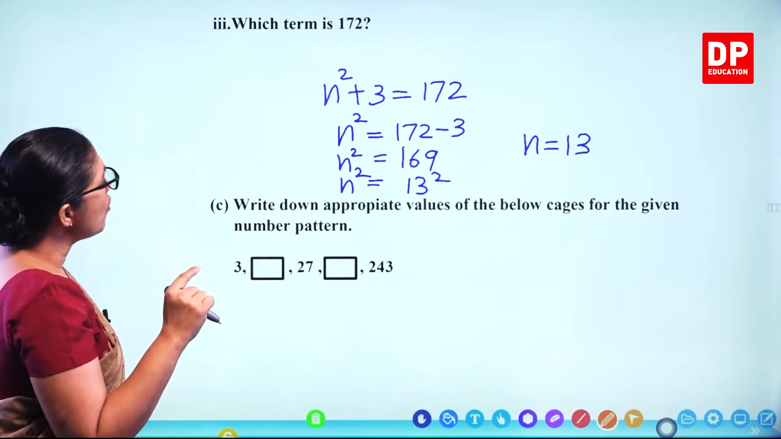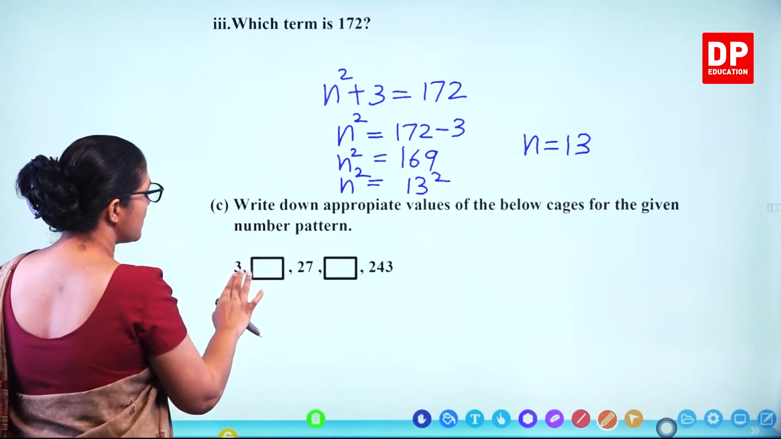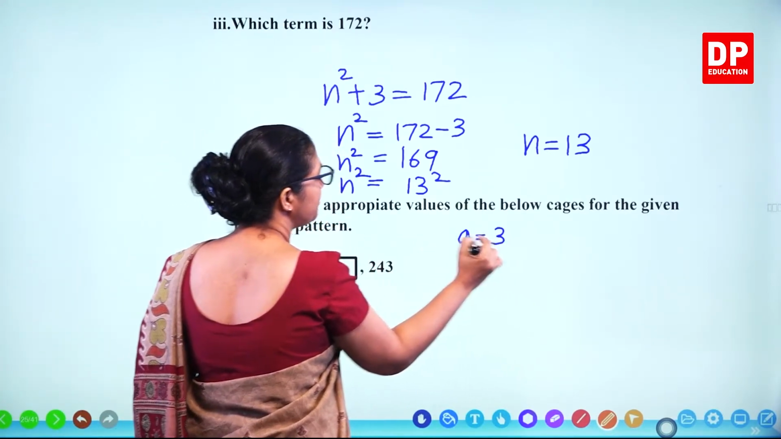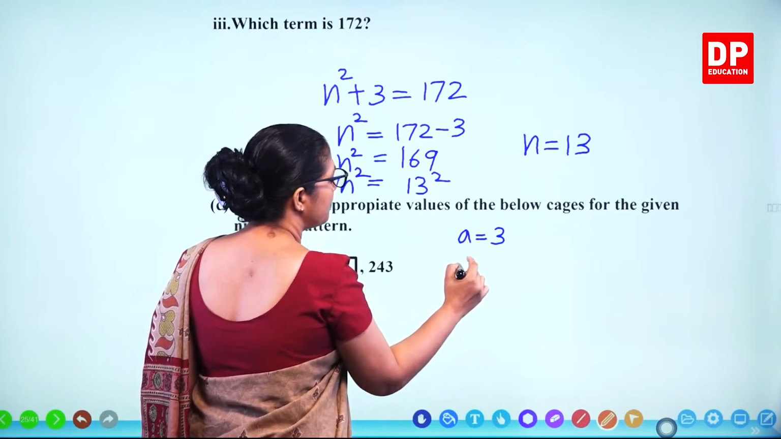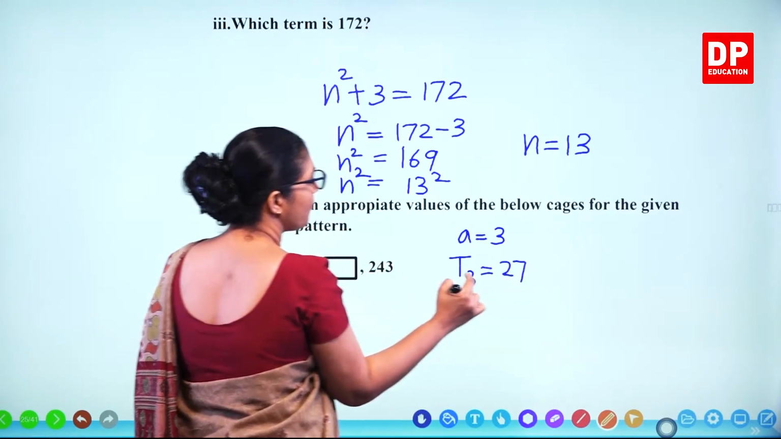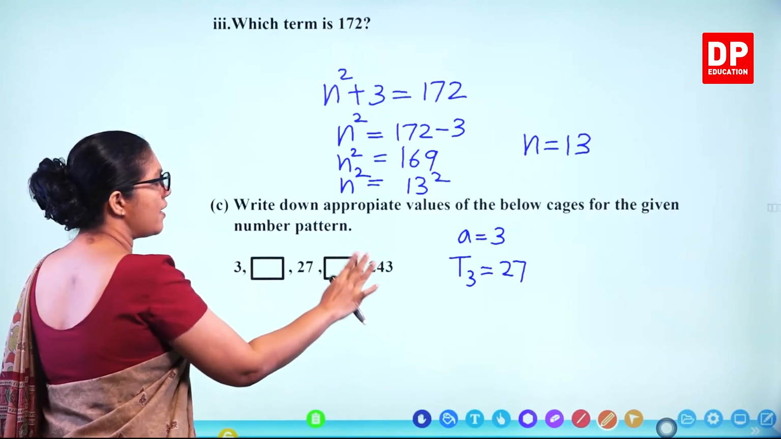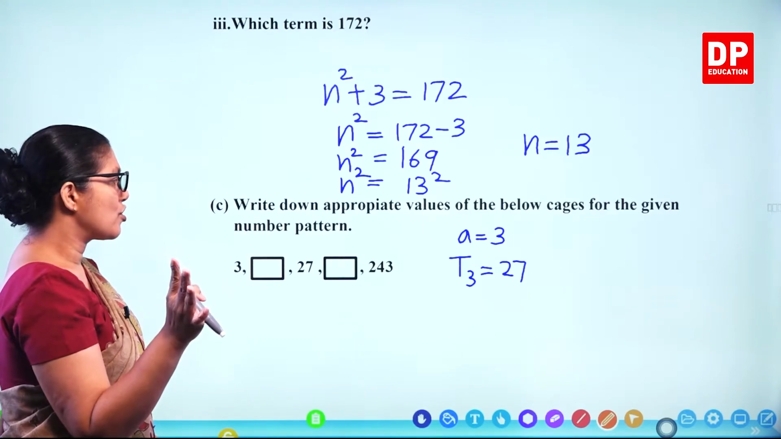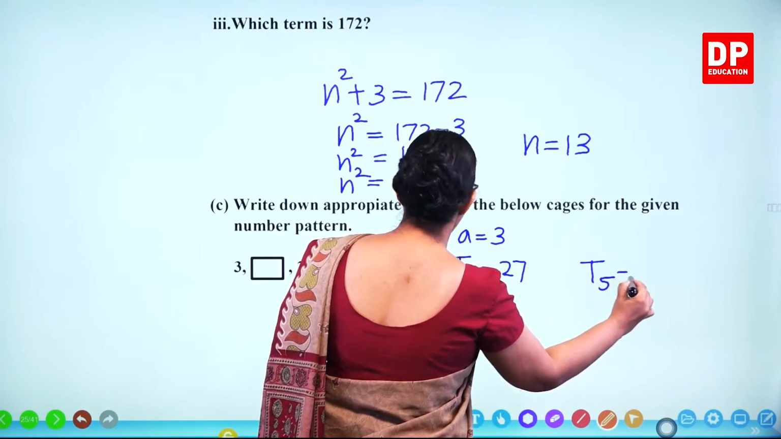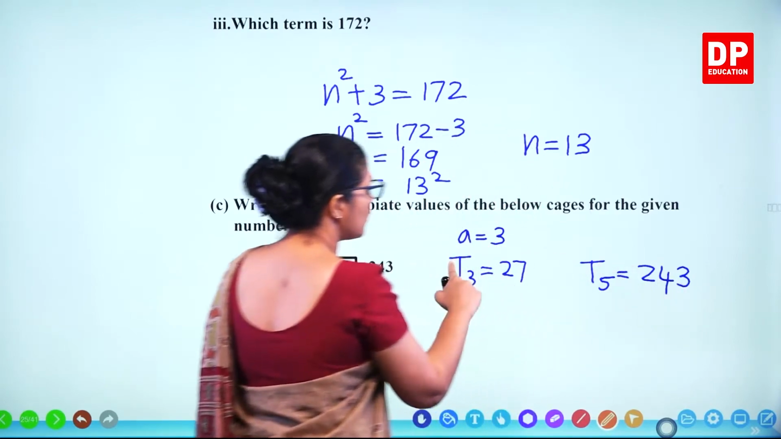Part C. Write down appropriate values of the boxes for the given number pattern. So here first term, second term, third term, fourth term, fifth term. We can write the first term is 3. The third term is 27. It's increasing, getting larger and larger. So this should be a geometric progression. And the fifth term is 243.